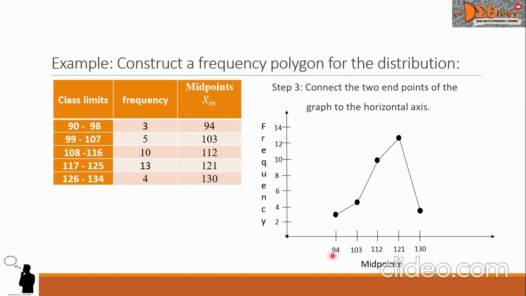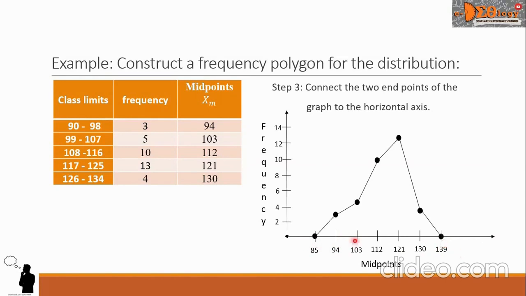It means we're going to add two more numbers of midpoints in the x-axis. One after 130 and the other one is before 94. Take note that the interval between midpoints is 9. So, the first number here would be 85 and the other number here is 139. It's like we're adding another midpoints but with zero frequency.